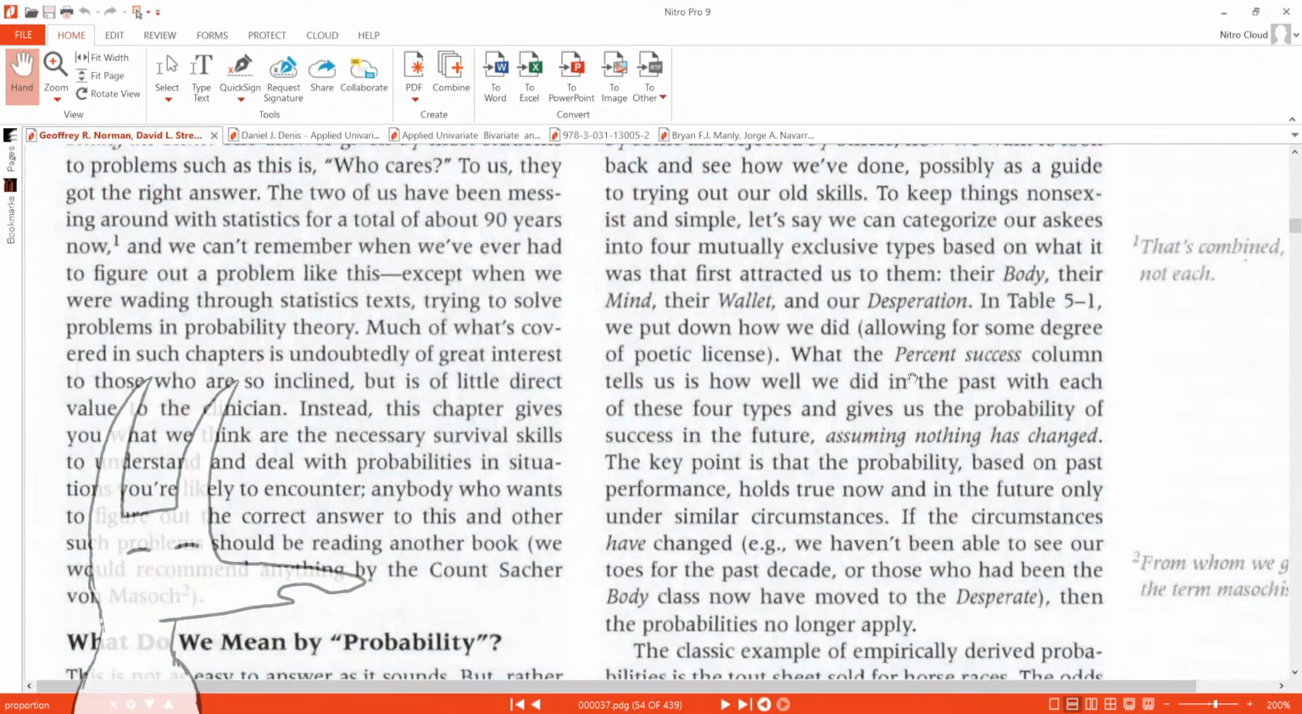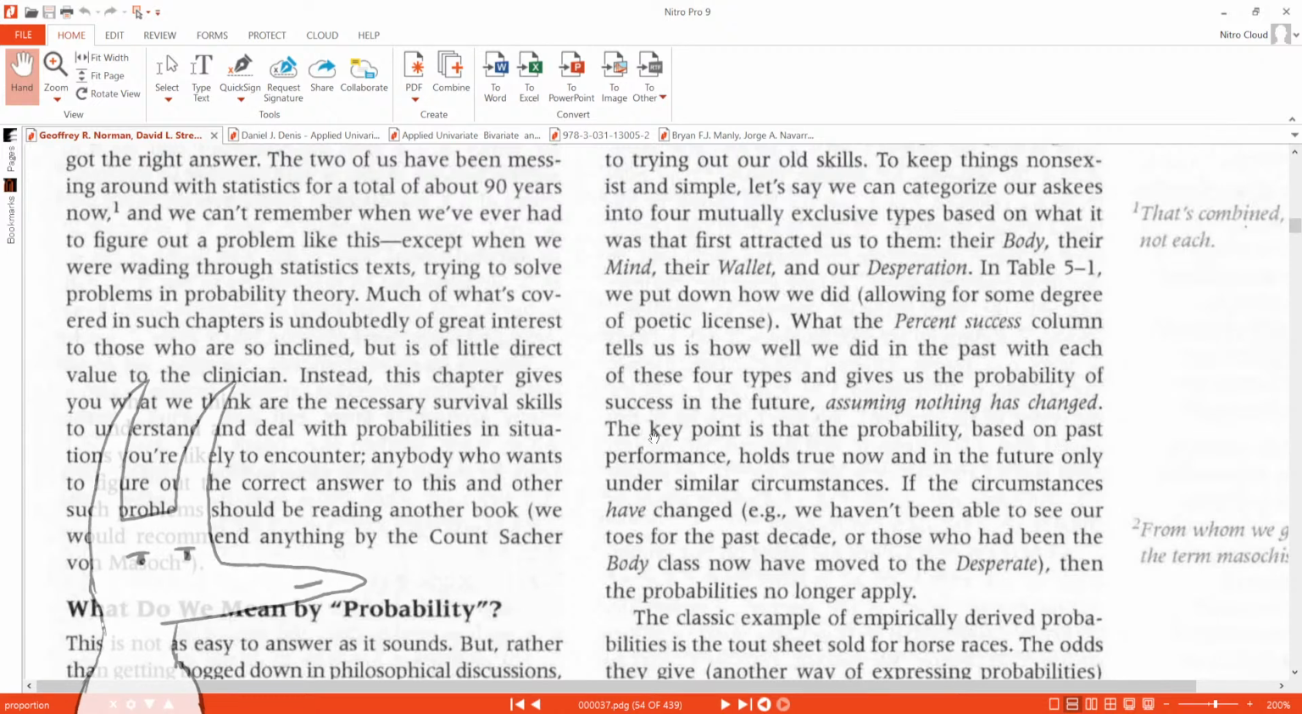What the percent success column tells us is how well we did in the past with each of these 4 types and gives us the probability of success in the future, assuming nothing has changed. The key point is that the probability based on past performance holds true now and in the future only under similar circumstances. If the circumstances have changed, we haven't been able to see our toes for the past decade, or those who had been the body class now have moved to the desperate, then the probabilities no longer apply.